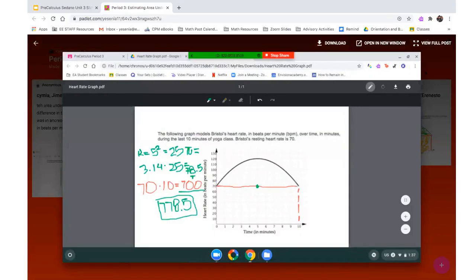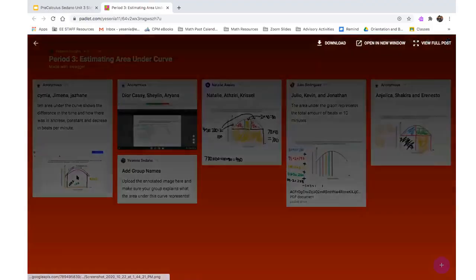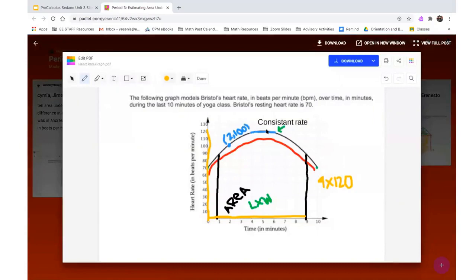All right, let's see what else. So again, these two are similar. This one used kind of rectangles. This one here says that the area under the curve shows a difference in time and how there was an increase, constant, decrease in beats per minute. All right, they kind of recognize patterns here. I don't know if y'all did get an answer. I wonder if it's this right here. Is it 9 times 120? Let me know. But otherwise, we could see how they divided up their area here.